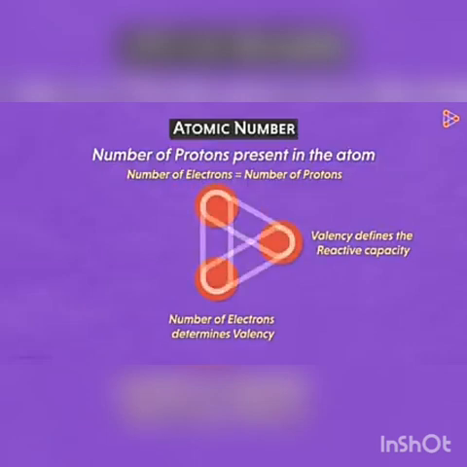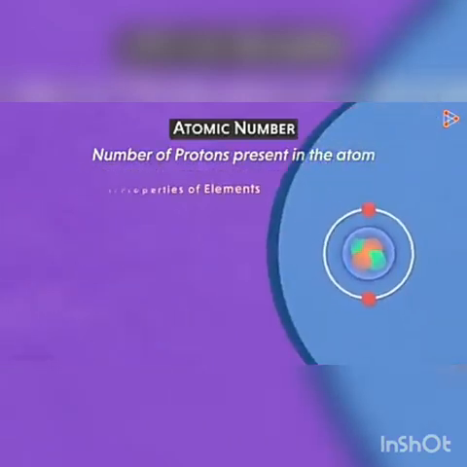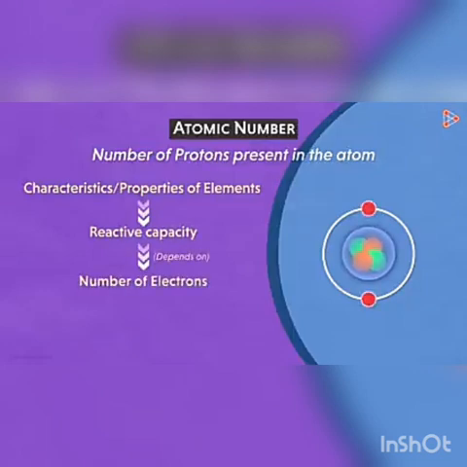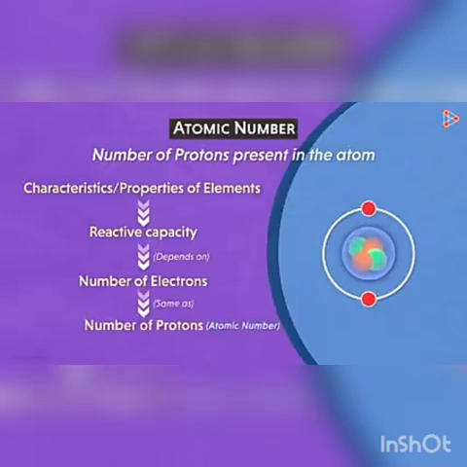Yes, the characteristics of elements will include a few properties. And these properties will be based on the reactivity of the atoms, right? We also know that the reactivity depends on the number of electrons present in the atom. And the number of electrons is the same as the number of protons. So this is why the characteristics of atoms are largely dependent on the atomic number. That is the reason the atomic number, or simply the number of protons, is important to us.